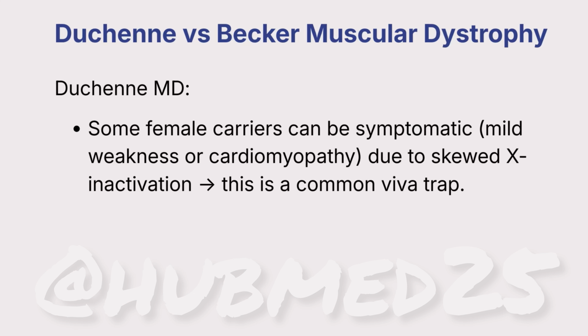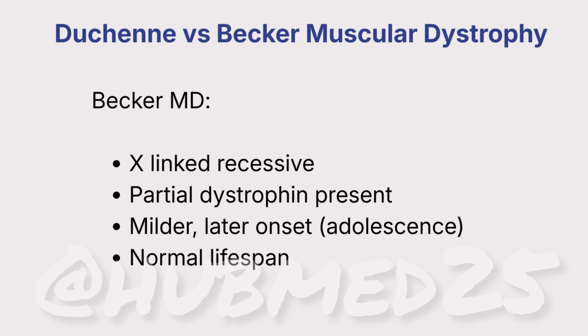One important exam point to remember is this. Although Duchenne mainly affects boys, some female carriers can be symptomatic. They may develop mild muscle weakness or even cardiomyopathy. This happens due to skewed X chromosome inactivation. Becker muscular dystrophy is milder. Onset is later, usually in adolescence. Patients often have a normal or near normal lifespan. This is because some dystrophin function is preserved.